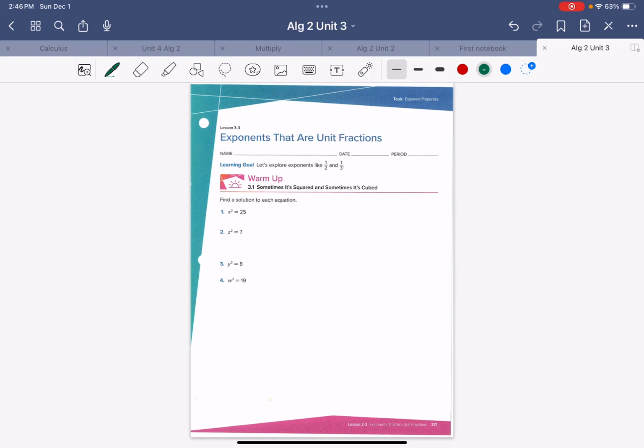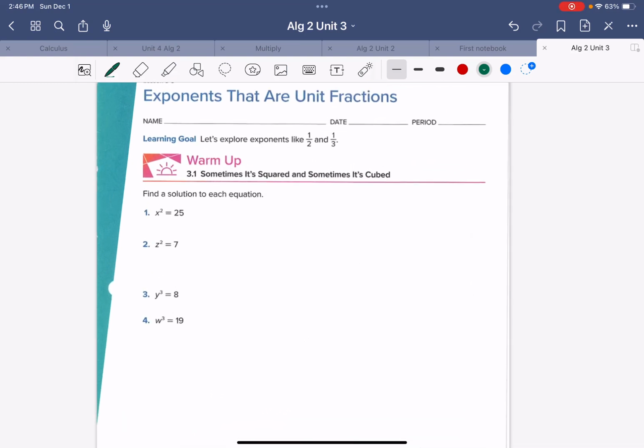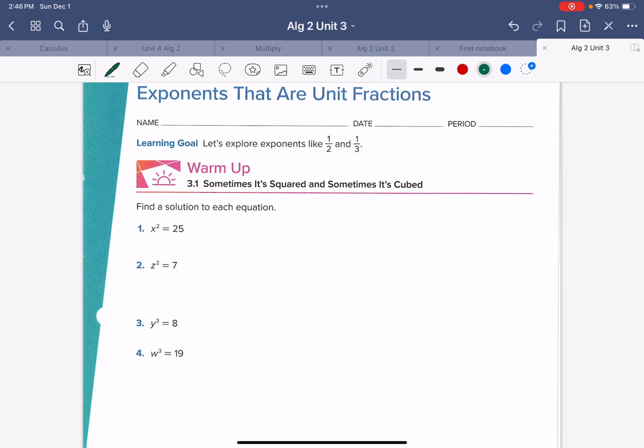Right, welcome to lesson 3.3. We're going to learn what the half power and the 1/3 power mean for an exponent. What is that telling us when we have the 1/3 and the 1/2 power?